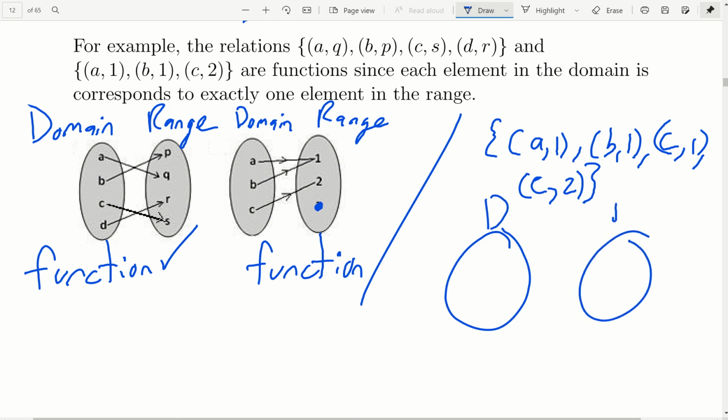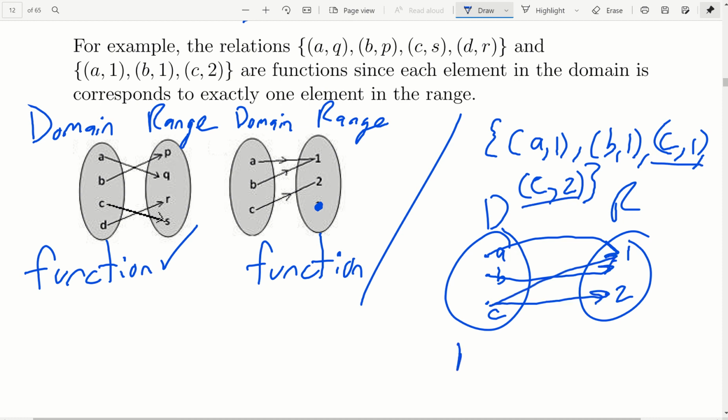So we have two sets, the domain and the range. The domain would be the values a, b, and c. And then I have the numbers 1 and 2 in the range. A gets associated with 1. B gets associated with 1. But the last two ordered pairs say that c goes to 1 and c also goes to 2. And because of that, that is not a function.